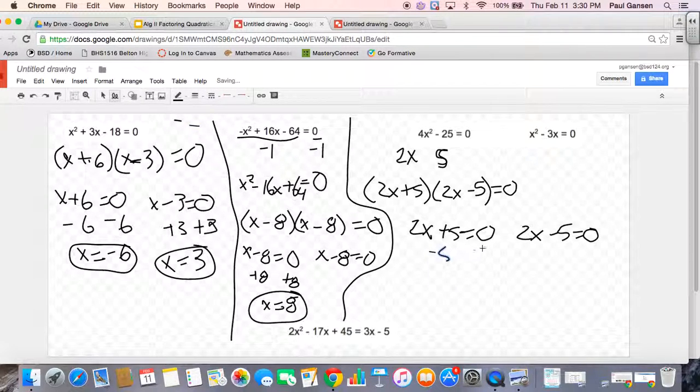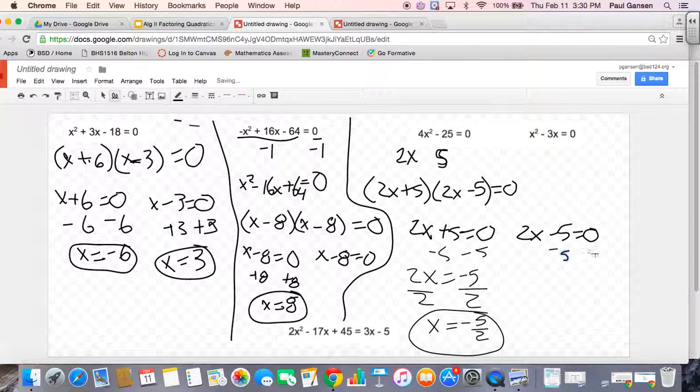Subtract 5 on both sides. So I have 2x equals negative 5. Divide both sides by 2, and x equals negative 5 over 2. That's one answer.